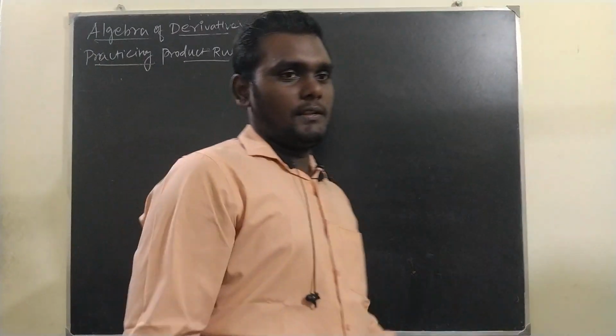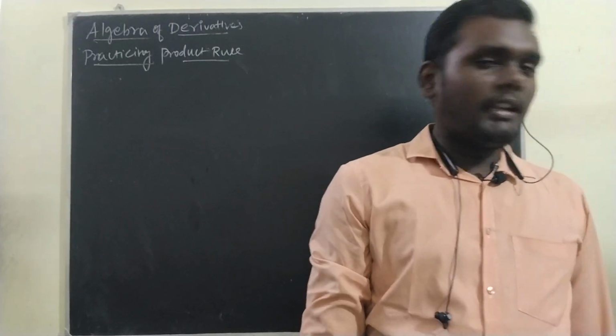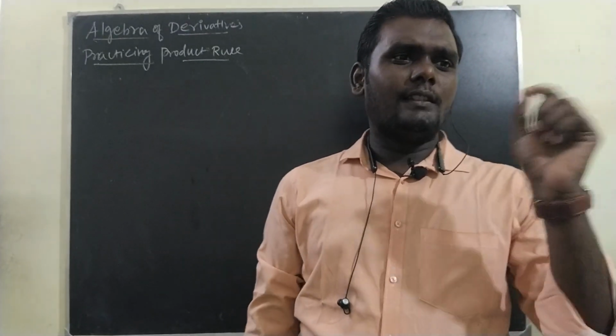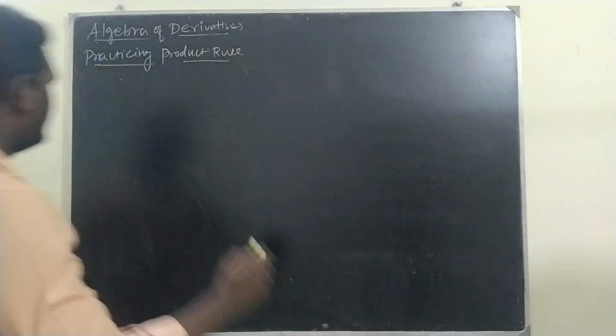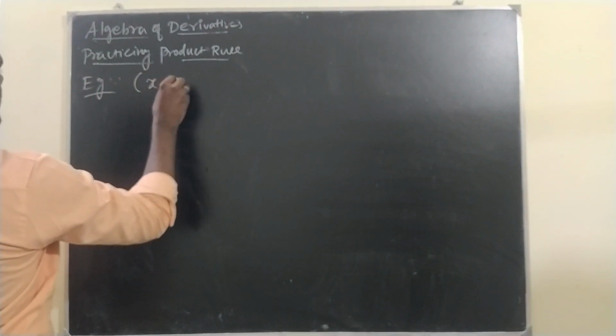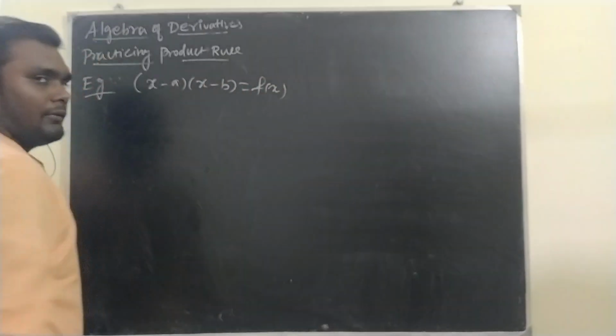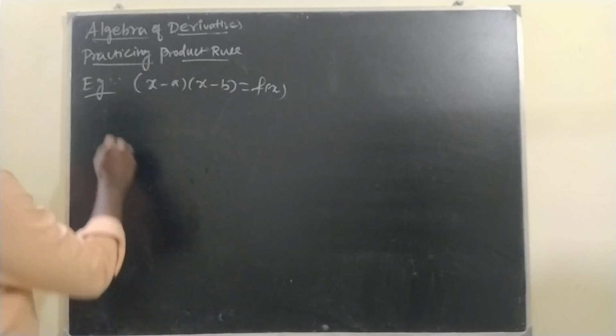Previously, I gave you some questions as your home task. What are the questions? Like in the first and second questions. Can you remember? (x minus a) into (x minus b) is our f of x. We need to find f dash of x.